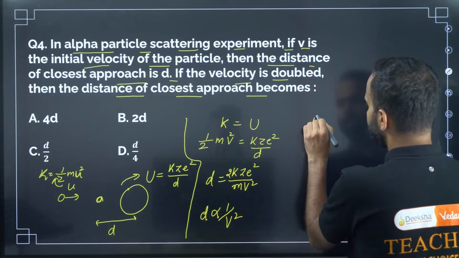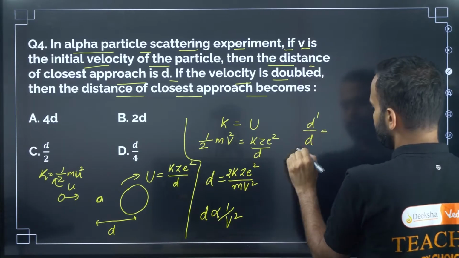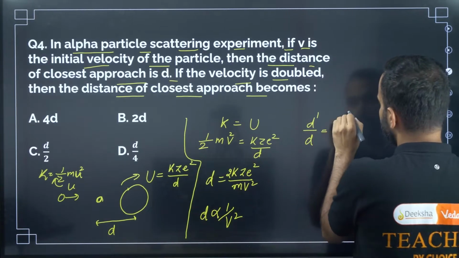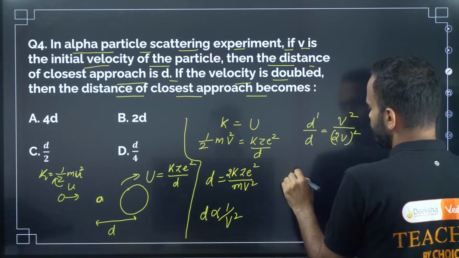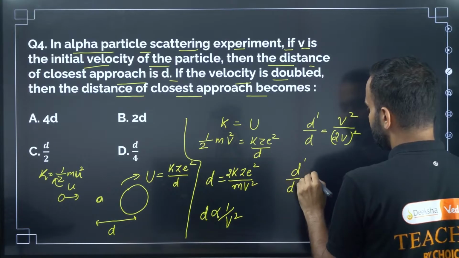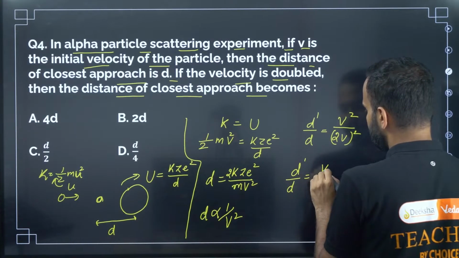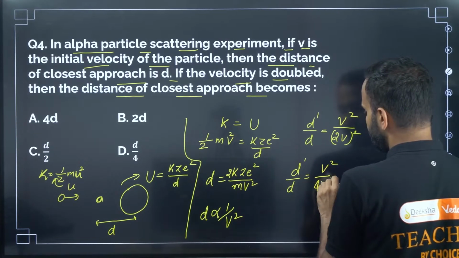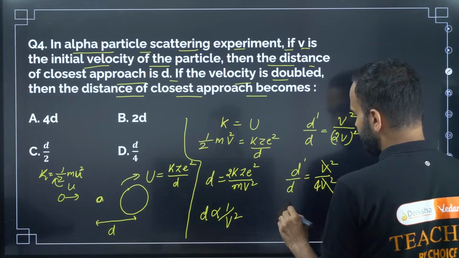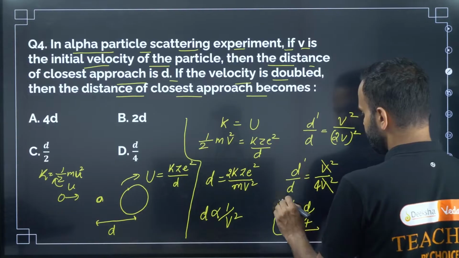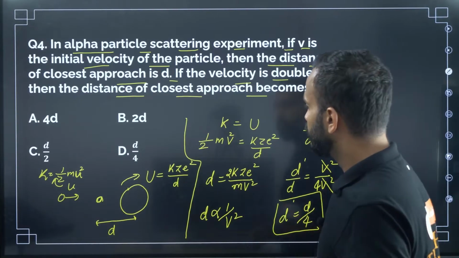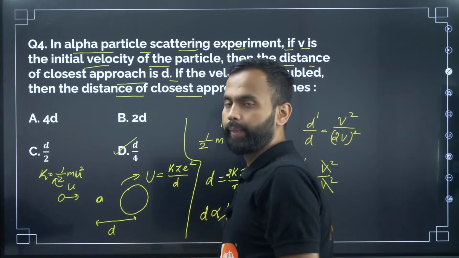Here d dash divided by d is equal to v squared divided by 2v whole squared. So now d dash divided by d equal to v squared divided by 4v squared. v squared will get cancelled. d dash equal to d divided by 4. So the correct option is D.